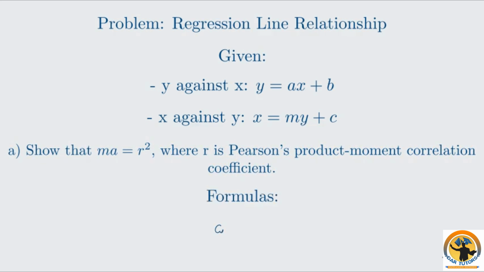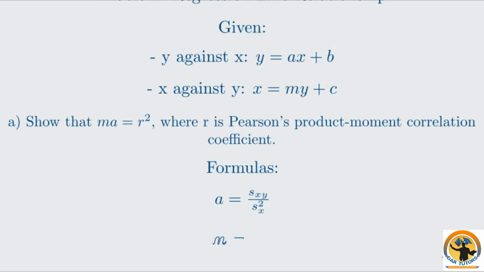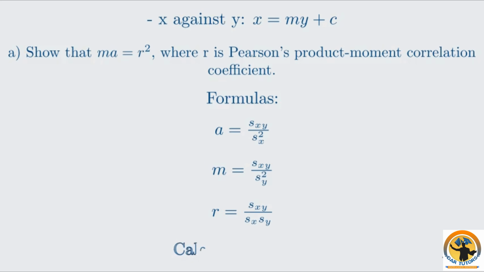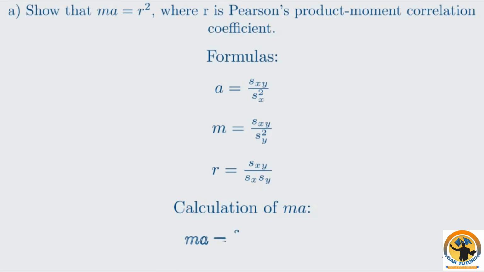The gradient of y against x is a, which is covariance divided by variance of x. The gradient of x against y is m, which is covariance divided by variance of y. And Pearson's r is covariance divided by the product of the standard deviations. Now let's compute the product ma. We multiply the 2 gradient formulas together.